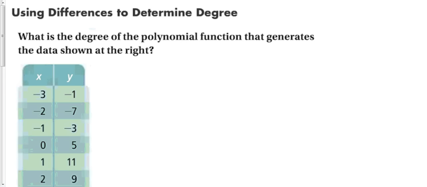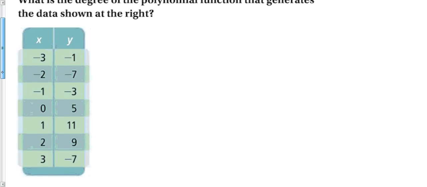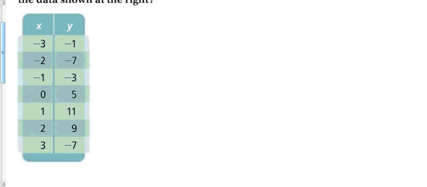What's the degree of the polynomial function that generates the data in the table, which is below? Okay. So what we're going to do first is double check that all my x values, all my inputs, are in order and they're constant, which they are. They all differ by 1. Okay, so what we do next is we find the differences between the y values. For instance, we find the difference between -7 minus -1. We subtract this one from that one, and we get -6.